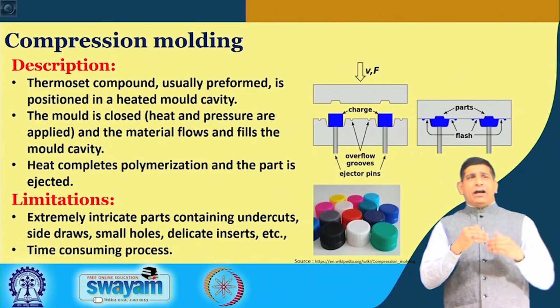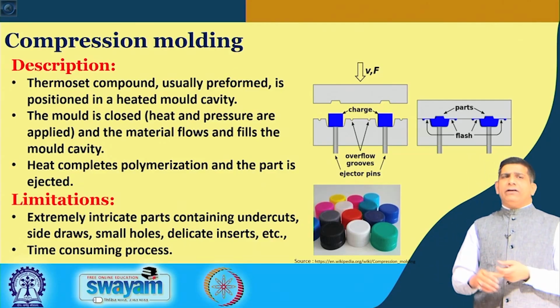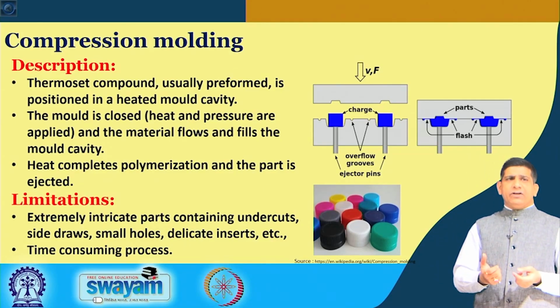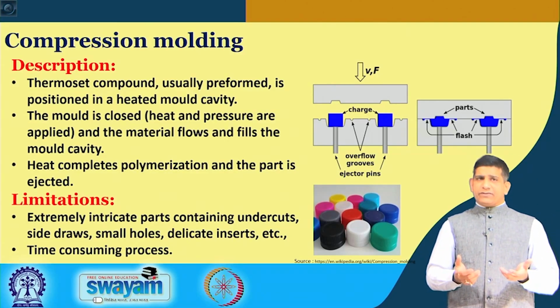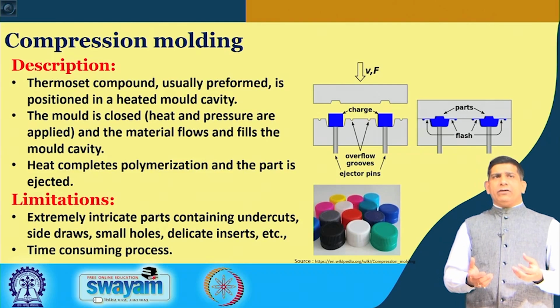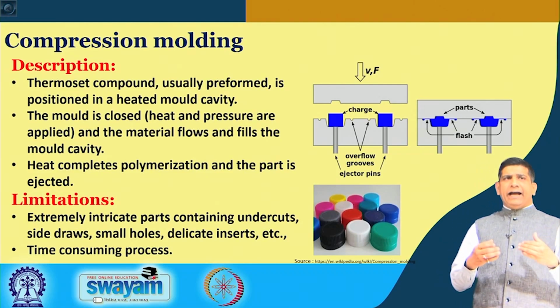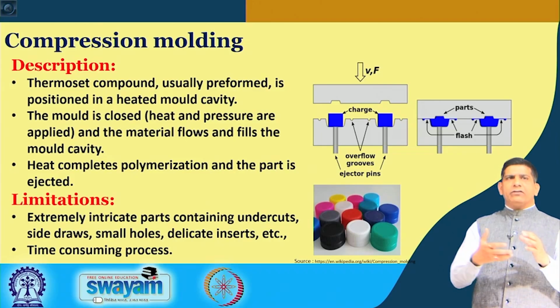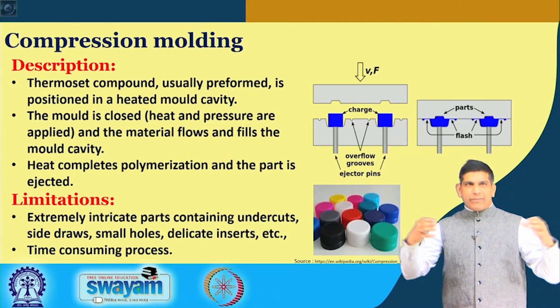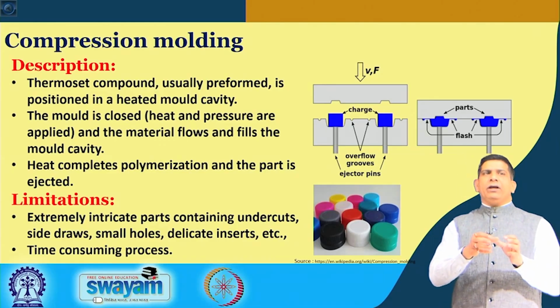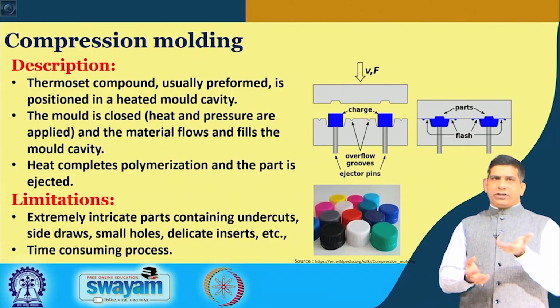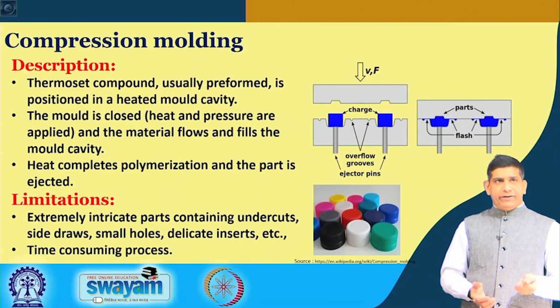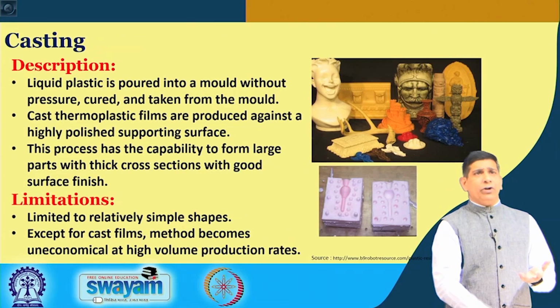So, we usually use it for intricate parts containing undercuts, side draws, small holes, delicate inserts, etc. It is a time consuming process. So, it does take time. So, here you are using compression. So, you basically have a thermoset compound which you put in the heated mold cavity, then the mold is closed, you put heat and pressure, it will go into that particular shape and then you use some heat to complete the polymerization and the part will be ejected out. So, that is how it is made using compression molding.